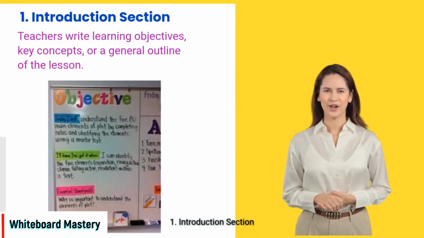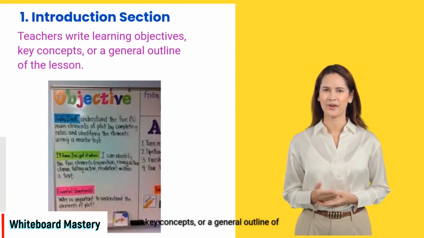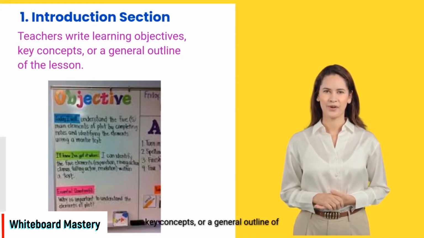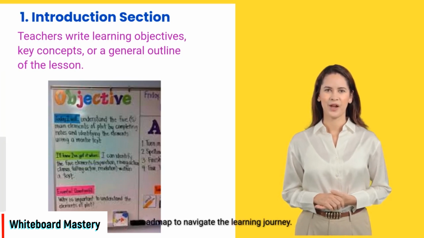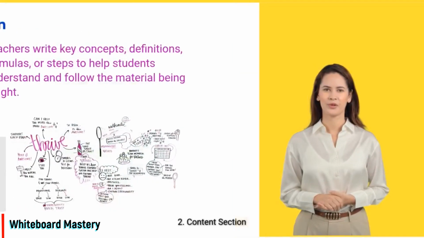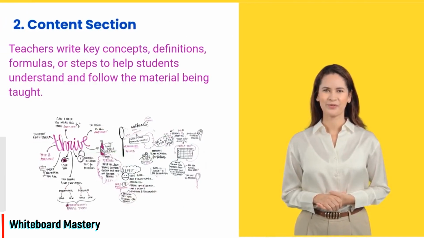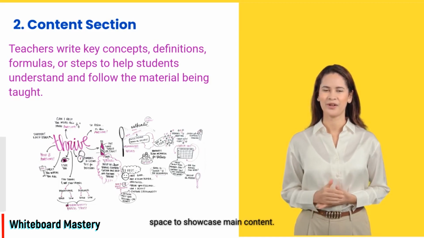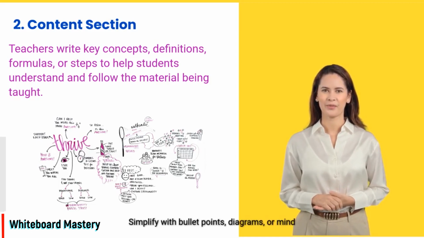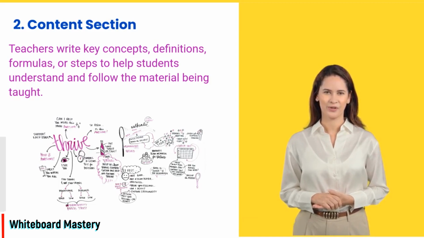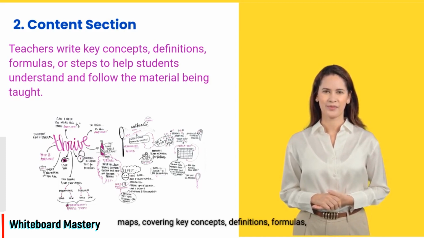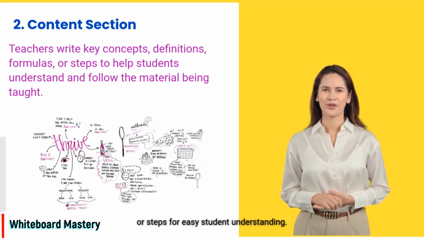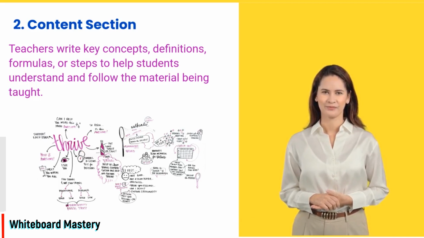1. Introduction section. Kick things off by jotting down learning objectives, key concepts, or a general outline of the lesson. It's like giving your students a roadmap to navigate the learning journey. 2. Content section. Focus on the board's core by dedicating space to showcase main content. Simplify with bullet points, diagrams, or mind maps, covering key concepts, definitions, formulas, or steps for easy student understanding.